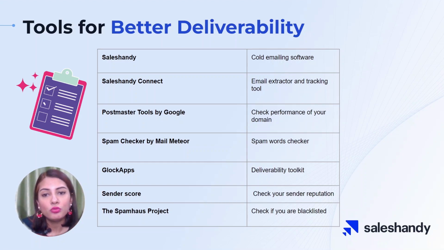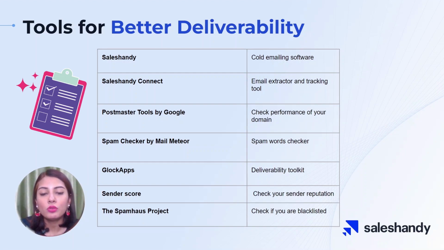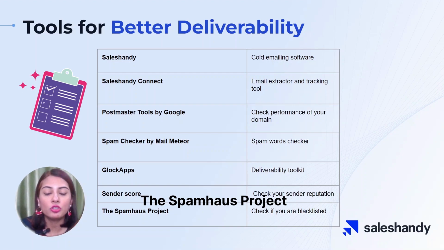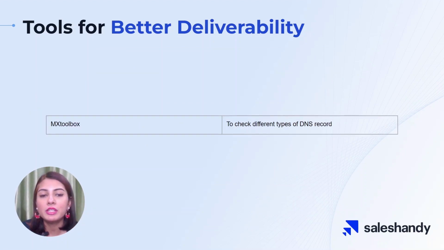The Postmaster Tools by Google is an excellent tool to check the performance of your domain. In case you want to check the spamminess of your email, then I suggest using Spam Checker by MailMeteor. You can use GlockApps as your email deliverability toolkit. SenderScore is a great tool to check your sender reputation. And then we have the Spamhaus Project to check if you're blacklisted. Then we have the last tool, which is MX Toolbox, to check the different types of DNS records and also to find out what's missing.